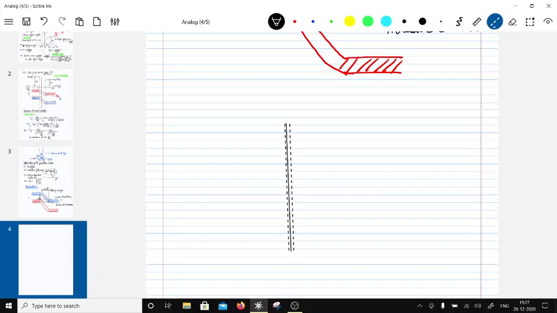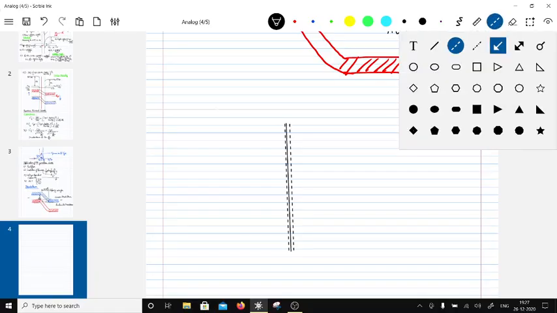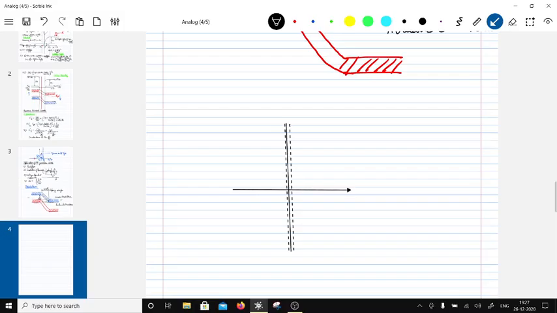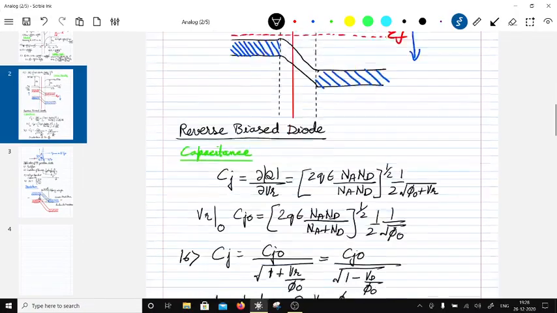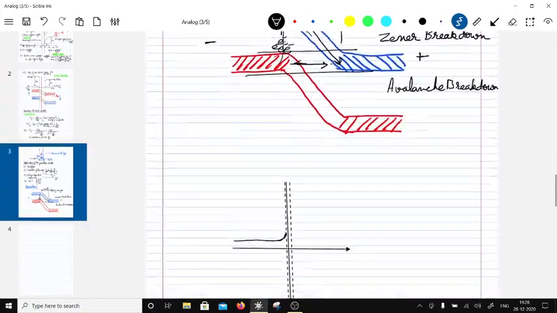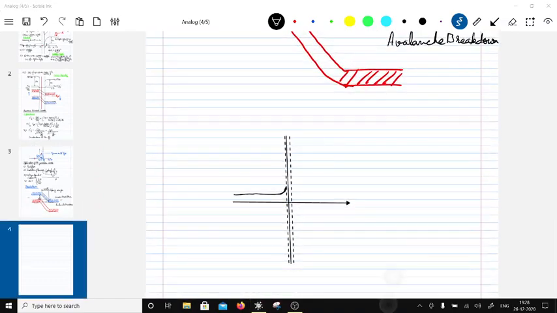Next is, I'm going to draw the carrier densities here. So this side, if you remember, this side is going to be electrons, and because they are forward biased, so they are forward biased, there is going to be a slope this way, and these are majority carriers on the other side.